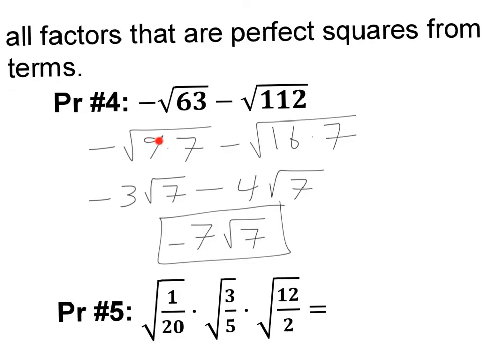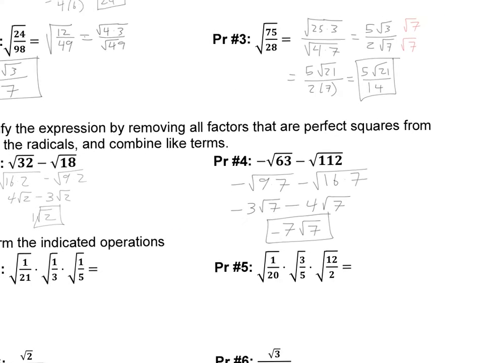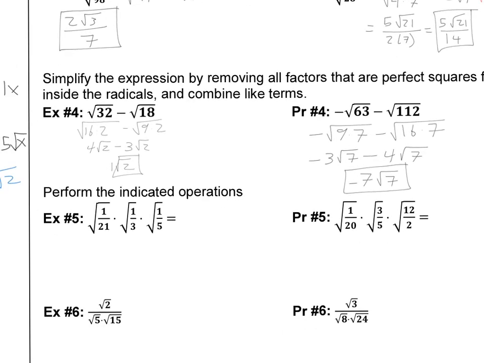Okay, so hopefully you saw that 9 times 7 is 63. 9 is a perfect square. You get a 3. There's already a negative sign out there, so it becomes a negative 3. And 16 times 7 is 112, so you can take the square root of 16 and get 4. You have a negative 3 and a negative 4. That combines to make negative 7 square root 7. Okay. Pretty good. Let's go to the next one.